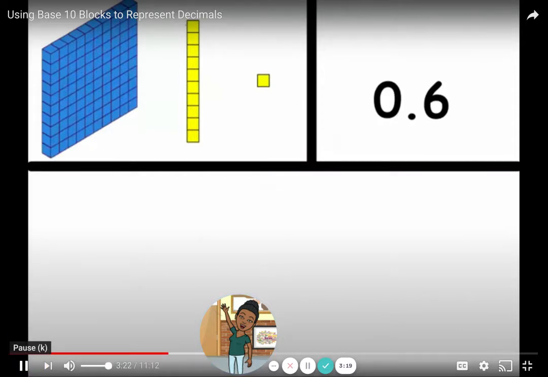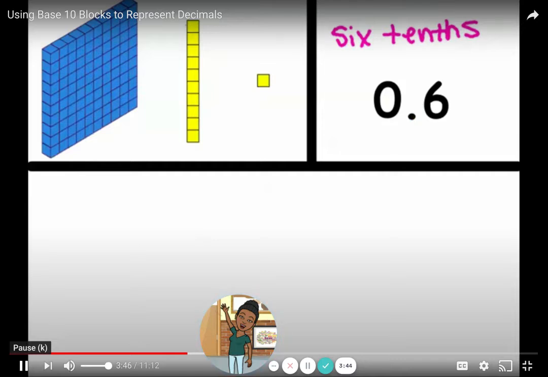When we're using our base 10 blocks to represent decimals, remember our hundredths block is equal to one whole. Over here we have 0.6, which we could say is 6 tenths, because that 6 is in the tenths place value. Remember, whatever number is directly to the right of that decimal point is in the tenths place value.